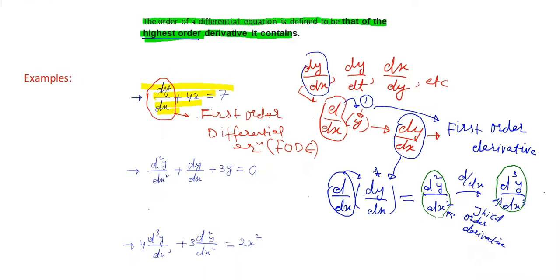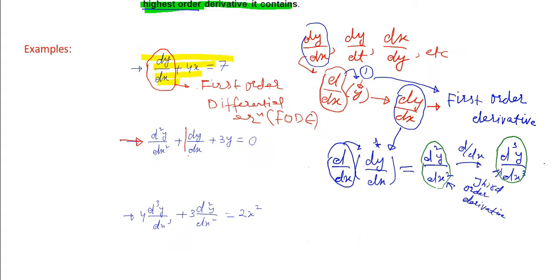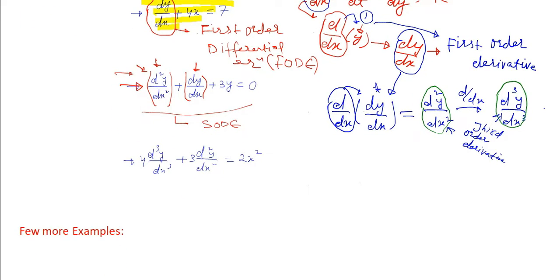Now let's see this equation. Here we have two derivative terms, one is this and one is this. Which one has the highest order? This term is the first order derivative and this is the second order derivative. The order of the differential equation is the highest order derivative, so this whole differential equation is a second order differential equation. This was first order, this is second order, and in this one there are two terms and the highest one is this third order, so the whole differential equation is called a third order differential equation.